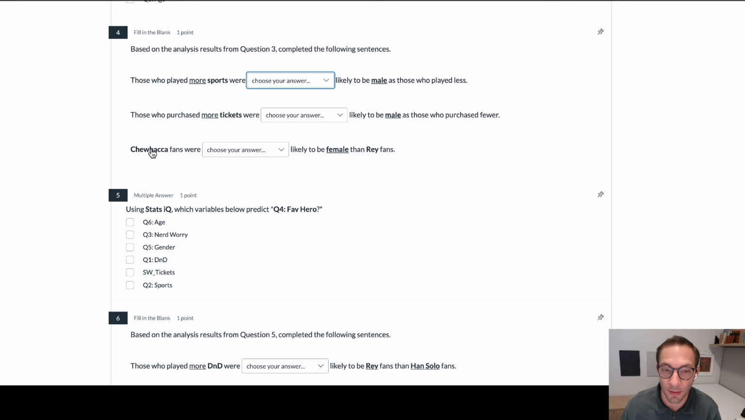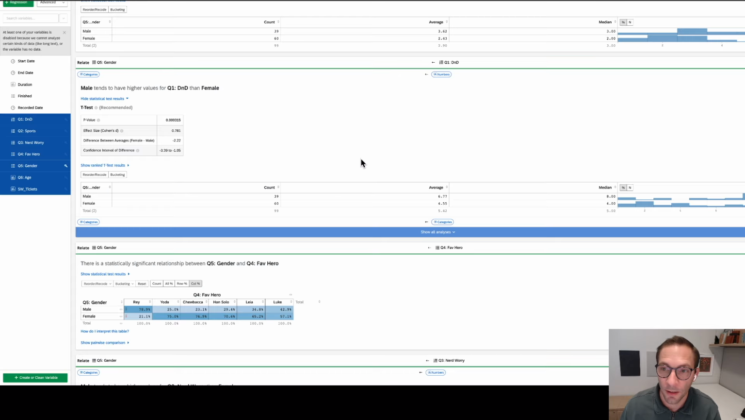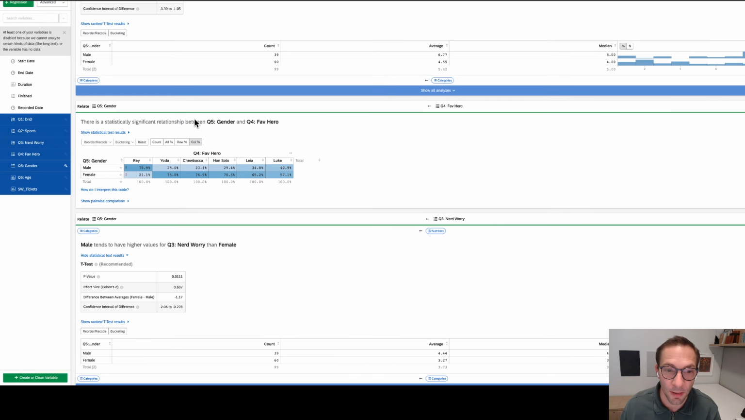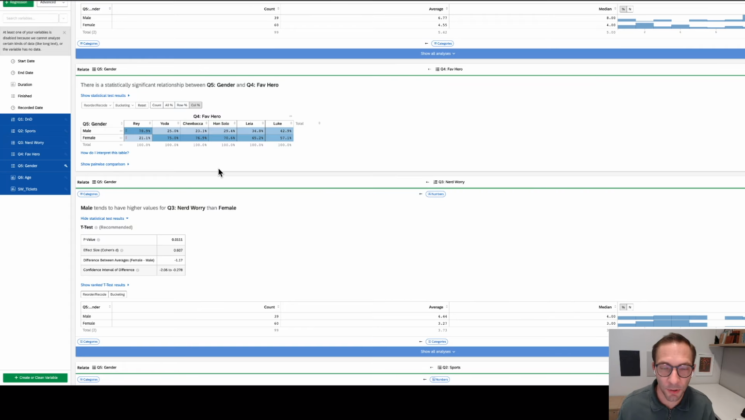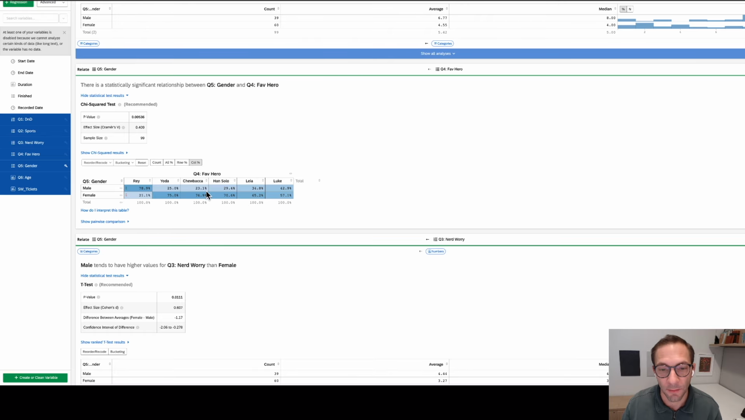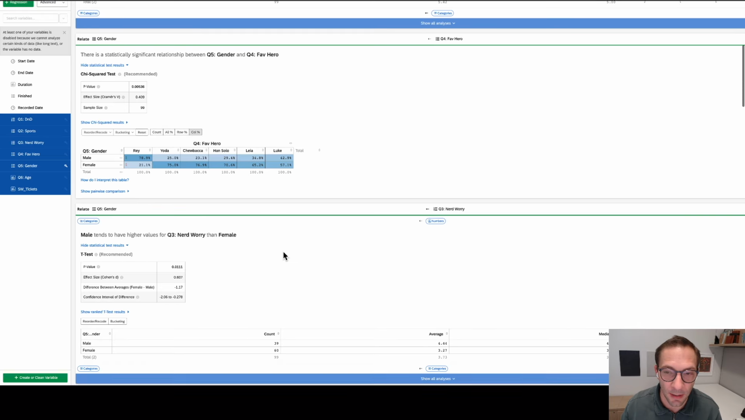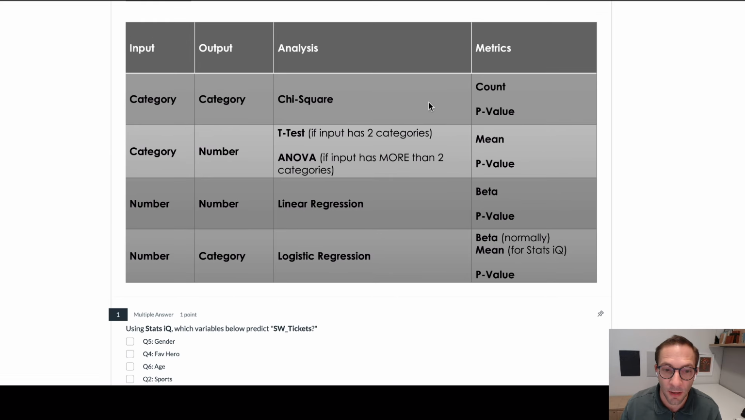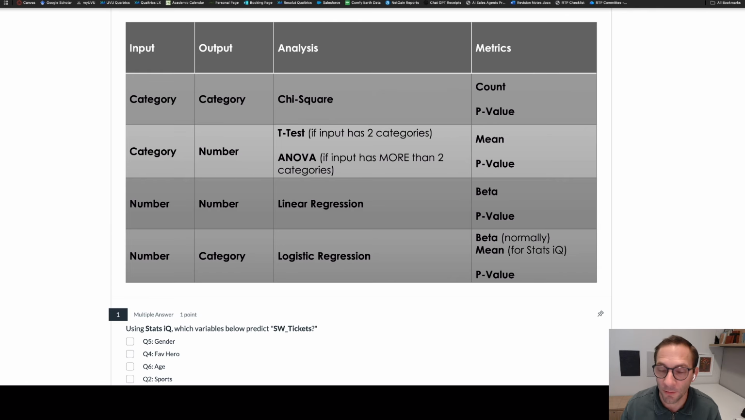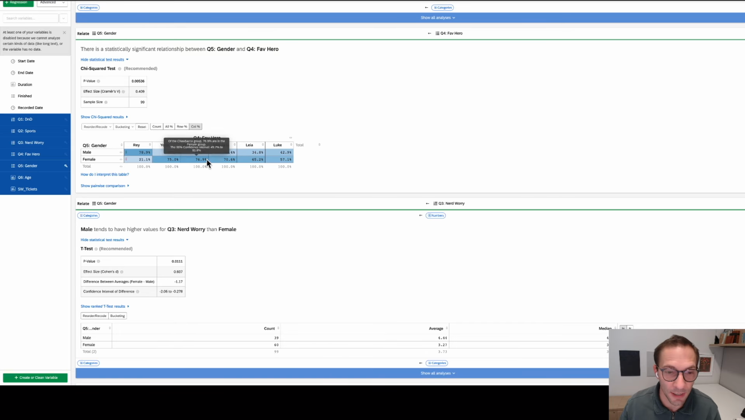Right here, we're dealing with a fan base. So their favorite hero, does that predict gender? So looking over at fave hero, there is a significant relationship going on. But similar to ANOVAs, this p-value here doesn't necessarily tell me that all of these differences are significant. If we look at the overview table, right now we have a favorite hero as our input, and our output is gender. These are both categories. Okay, so we're doing a chi-squared. We're dealing with counts, and you can see that these are all percentages.